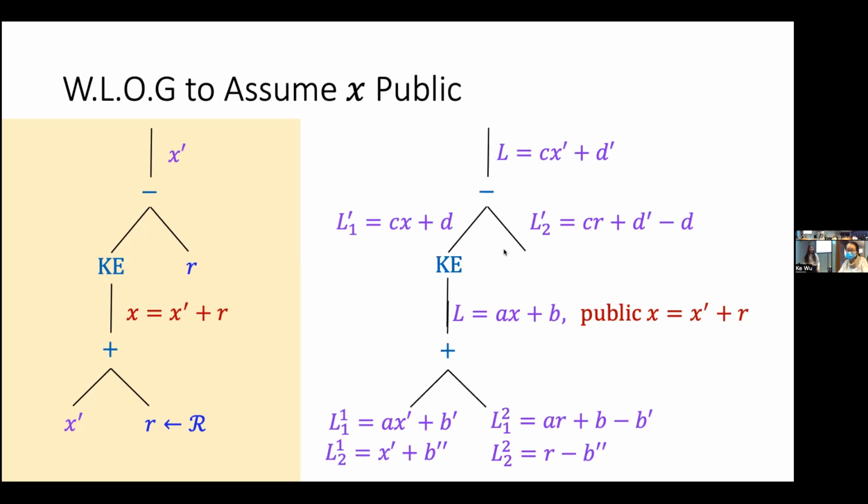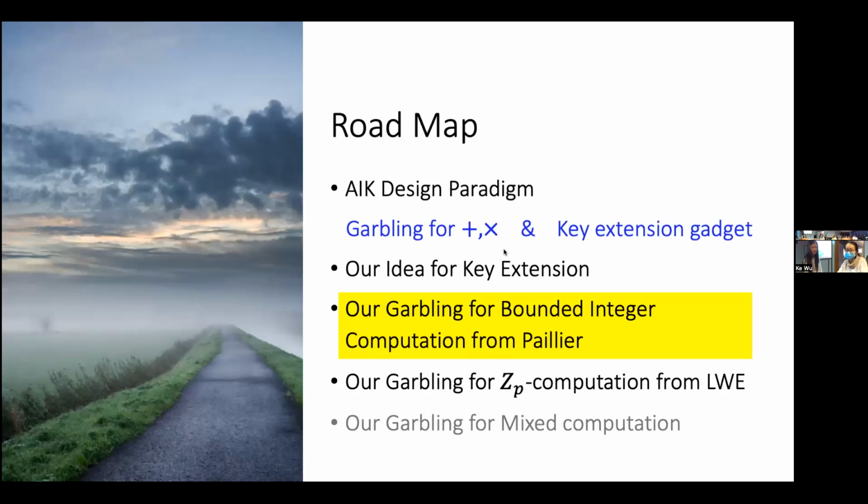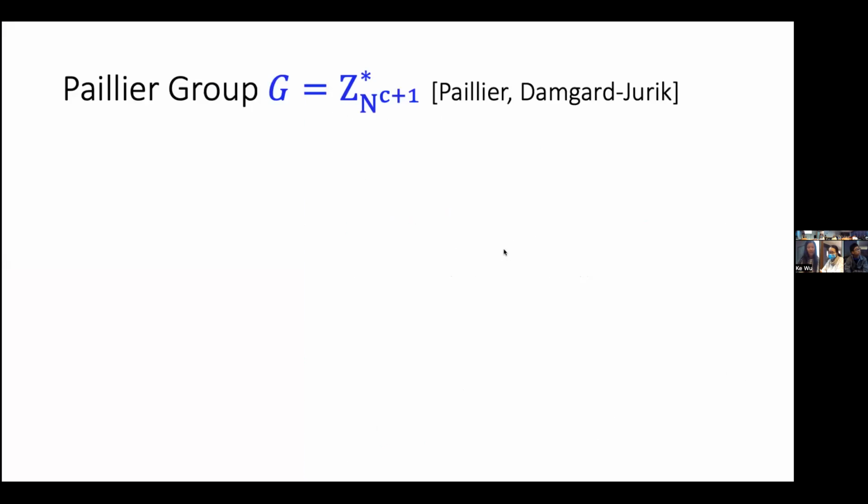And if you want to see the full picture after garbling, this is how the label is going to look like. But the idea is just to blind X before you publish it. So this is the high-level idea. Basically, if we have this linear homomorphic encryption, that's very nice. We can just get key extension, and we can seemingly get arithmetic garbling for any ring, if you have the right encryption scheme. So now let me illustrate to you why.